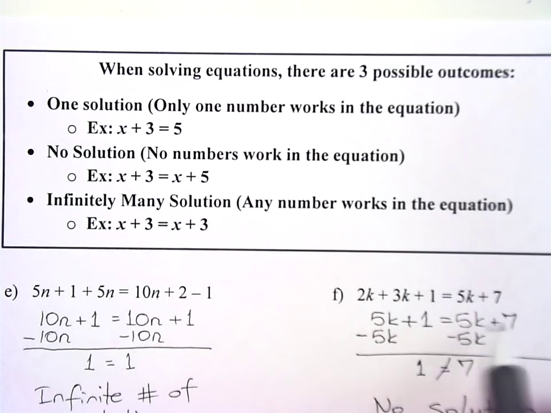Now, look at the logic here. If I place any number for k, 5 times any number plus 1 equals 5 times the same number plus 7. That's not possible. You cannot take the same number multiplied by 5 and then add 1 to it, or add 7 to it, and end up with the same answer.